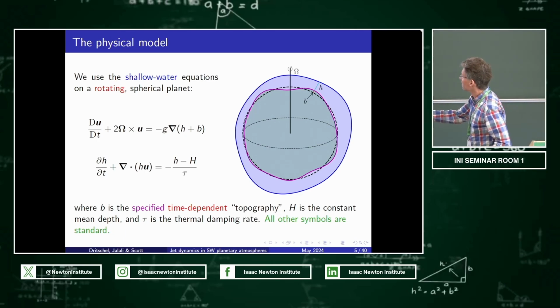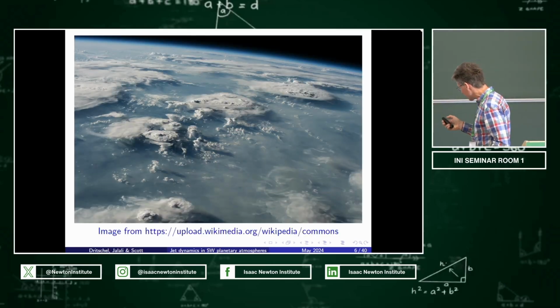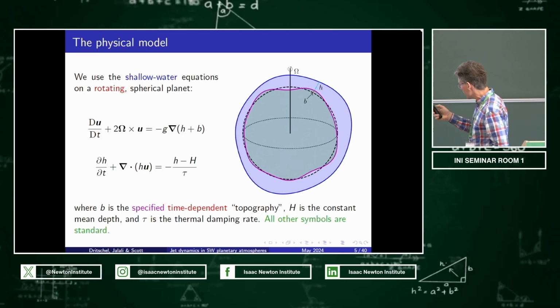of course it's a very great idealization. Sorry, I don't know what I'm doing here. There we go. Now I know the buttons do different things here.